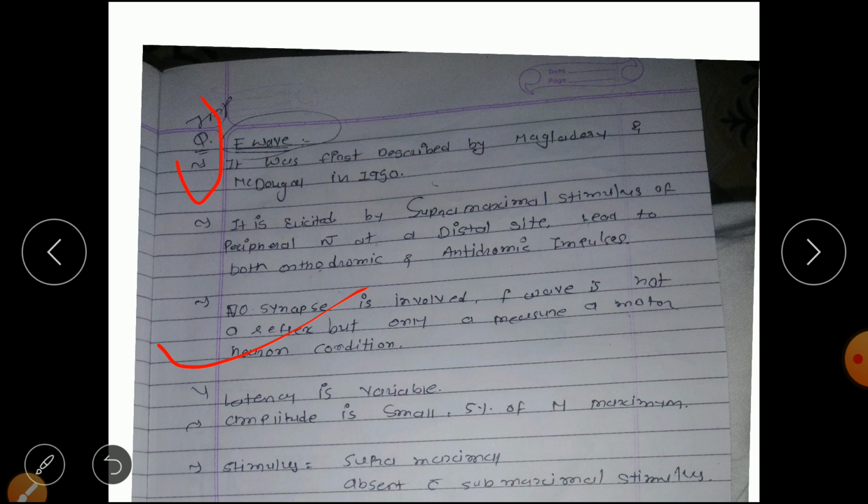Latency means that whenever you apply a stimulus, the time interval between the onset of the stimulus and the onset of the response is known as latency. Amplitude is the maximal height of the action potential, which is very small in F wave. In F wave, when you give a supramaximal stimulus, the F wave appears on the graph, but it is absent with a submaximal stimulus.